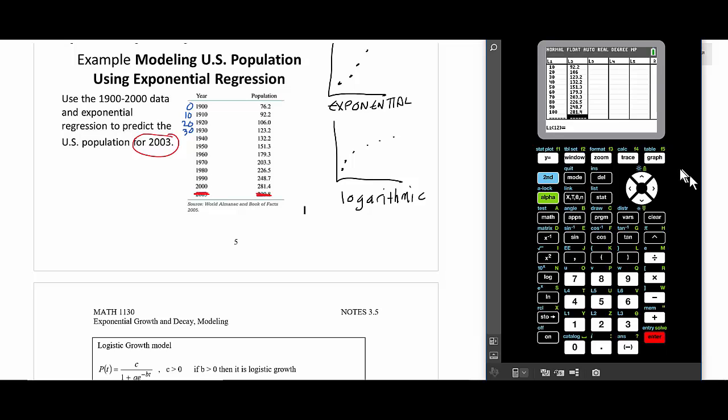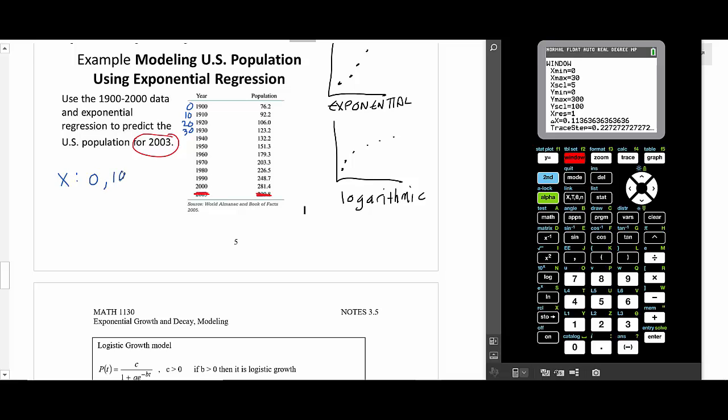So what we want to do is once you get your data in, let's go to the window. And when you do the window, just put it in like this. Make X go 0 to 100. Make Y go 0 to 300. That would be a logical way to fit the data. So again, 0 to 100. I would scale that by 10.